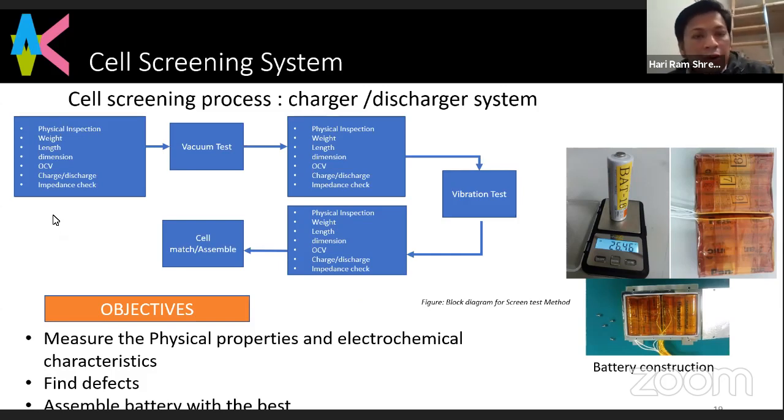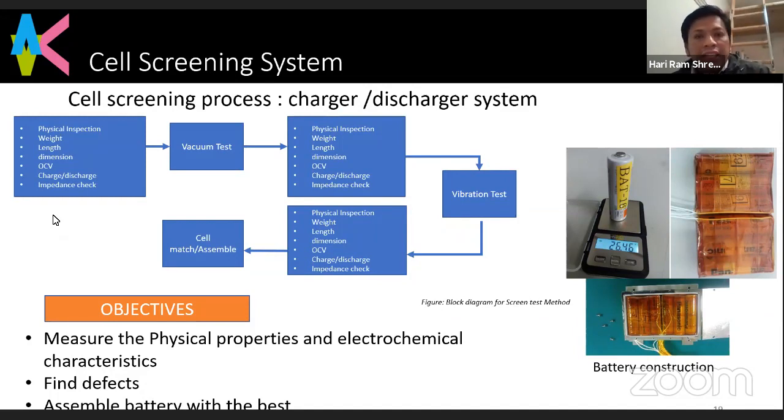This is our methodology to make sure that cell matching, which is a very important part, is done well. How did we do it? We did cell screening many times. A minimum of 3 is necessary. We did 4 or 5 times, but 3 times is the most necessary. The vacuum test and vibration test should come in between the testing.